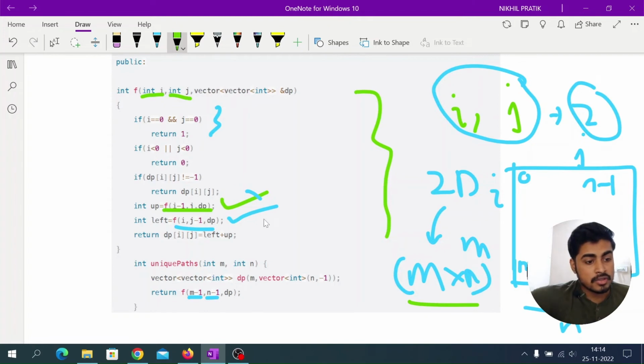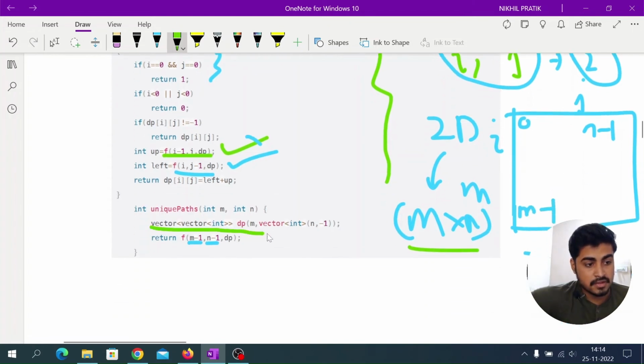Now you can always see that this unique path function has a 2D vector or array that is defined with a value of m and n, right, which is equivalent to m cross n that we have already discussed, that this will be the size, right? Now after defining it, there is a minus 1 here. So I am telling you why it is a minus 1.